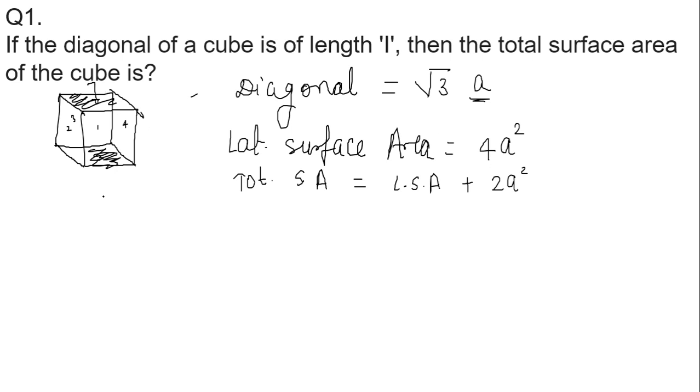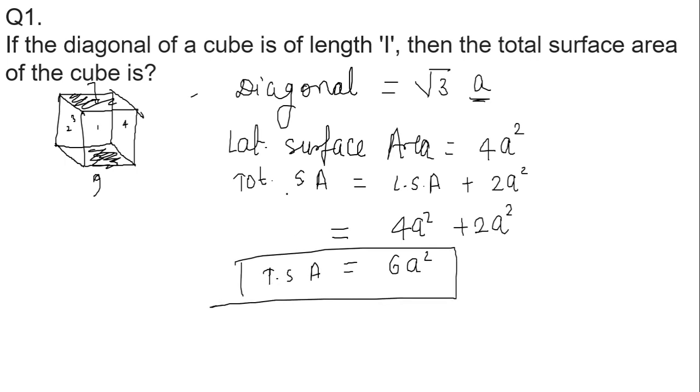One is the top face and the other one is the bottom face. So here the total surface area will give me lateral surface area 4a square plus the top and the bottom surface area, which is 2a square. This will give me 6a square. Hence the total surface area is equal to 6a square. Got it? Two formulas.